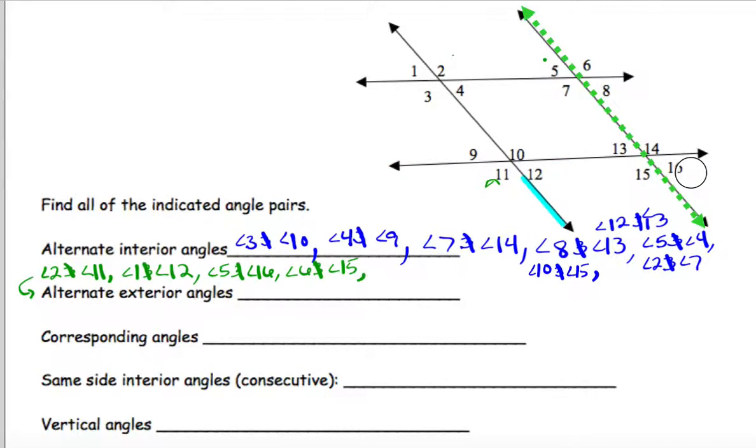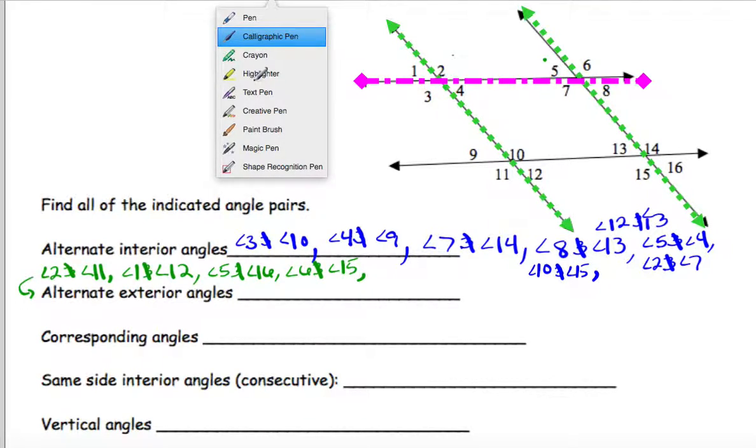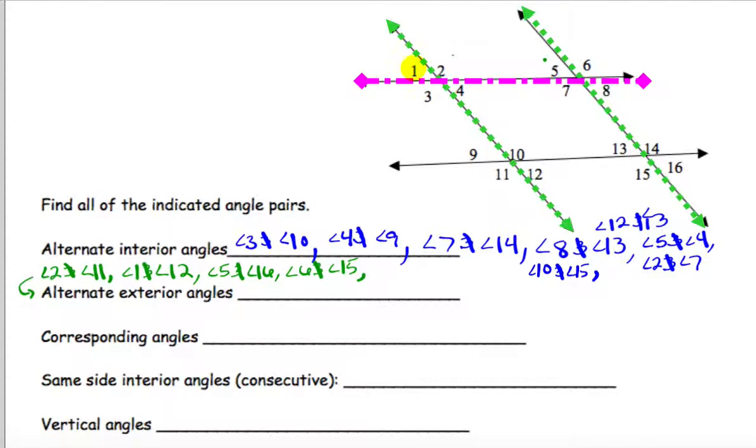So that was using the top and bottom line as our pair of lines. Now let's use these as our pair of lines, these green lines, and we'll start with this pink dotted line up here and look for alternate exteriors with these. With these alternate exteriors, we could have a pair being angle 1 and angle 8, and we could have a pair being 3 and 6. So I'm going to add those to the list, angle 1 and angle 8, angle 3 and angle 6.